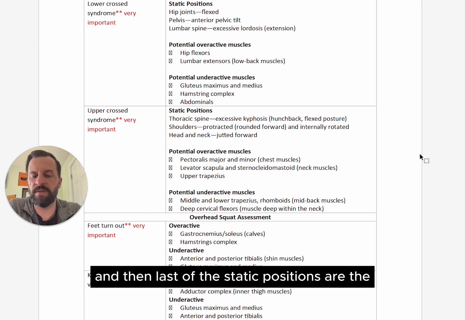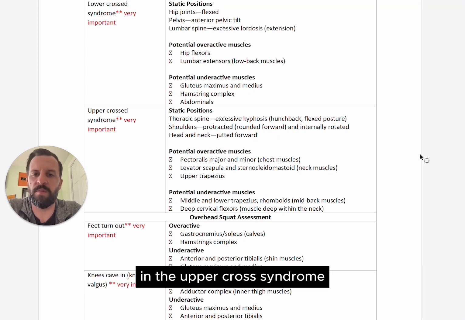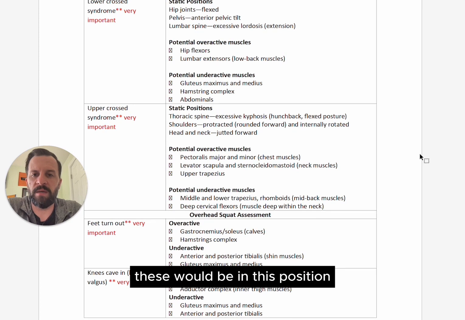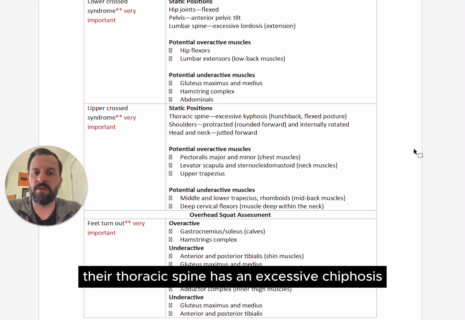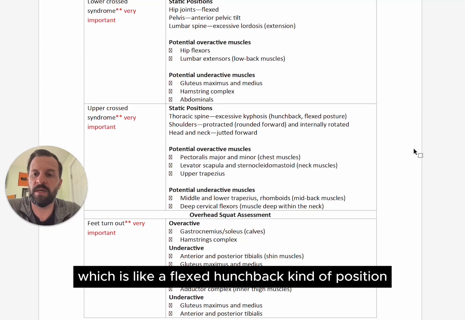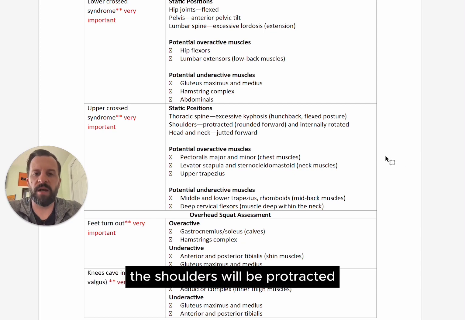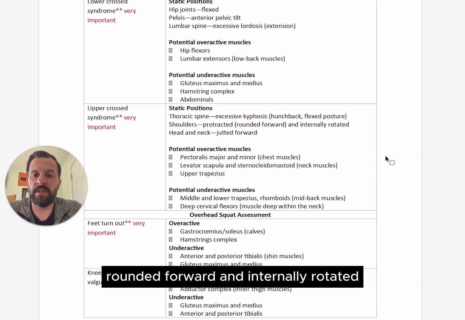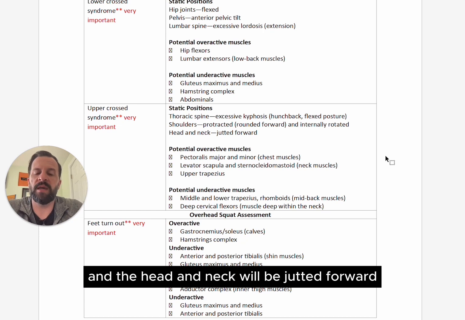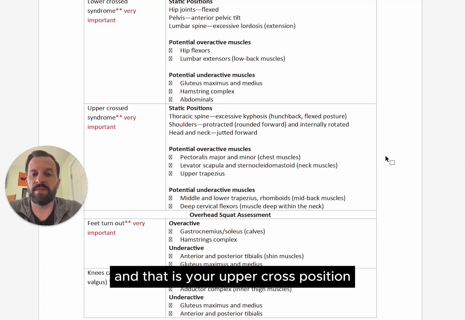And then last of the static positions is the upper cross syndrome. In this position, we're seeing that the thoracic spine has an excessive kyphosis, which is like a flexed hunchback kind of position. The shoulders will be protracted, rounded forward, and internally rotated, and the head and neck will be jutted forward. And that is your upper cross position.